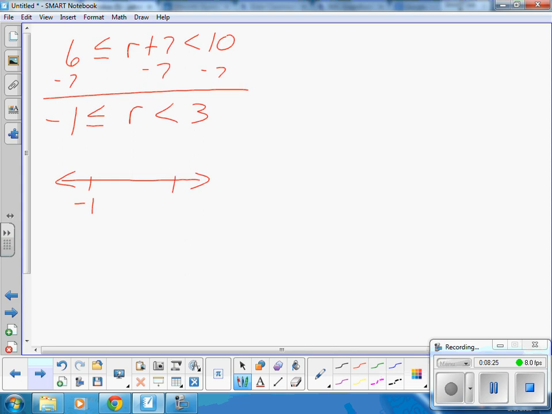Negative 1, 3. I have a filled in circle here. I have an open circle here. And one of the things you want to double check is make sure that we have both arrows going to the middle here. r is greater than or equal to negative 1, so that's this direction. And r is less than 3, that is this direction. So they overlap, they intersect here.